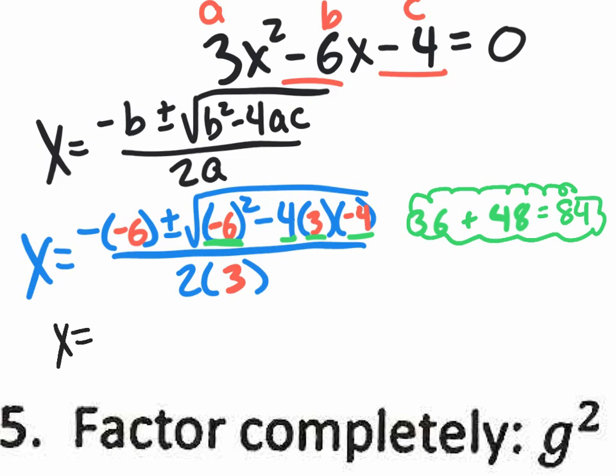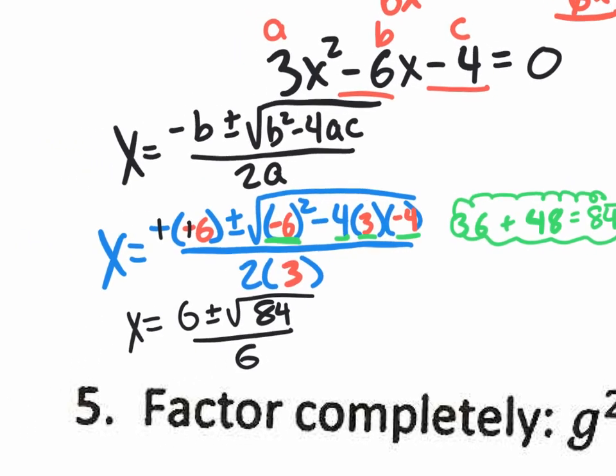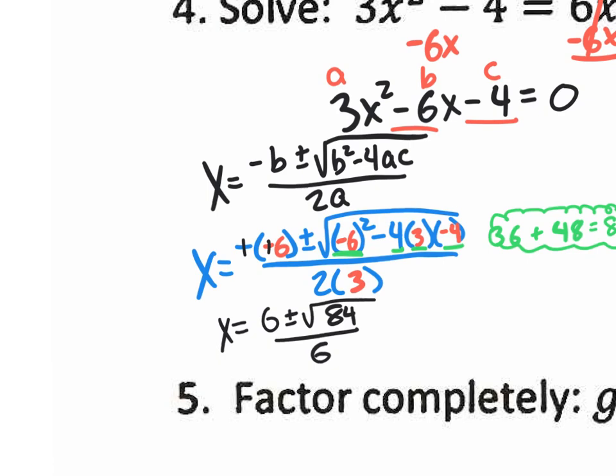x equals 6, because a negative and a negative is a positive, plus or minus the square root of 84 over 6. Now 84 is not a perfect square number, but maybe we could break it down with multiplication to get a perfect square number. Okay, so let's actually jot down the square root of 84 right here on the side.